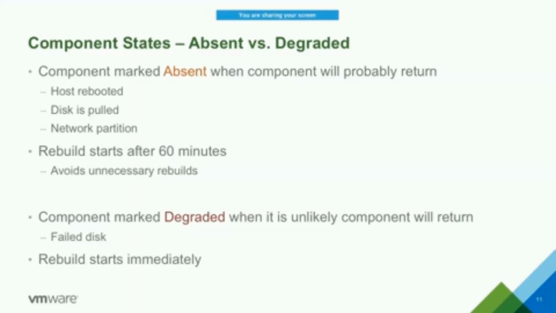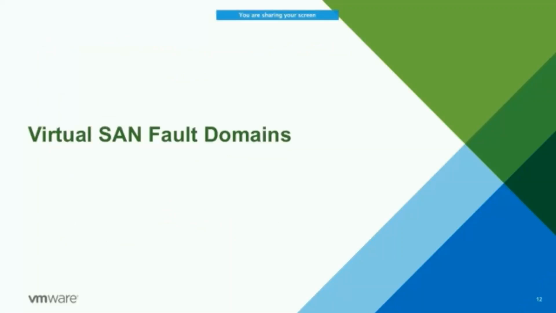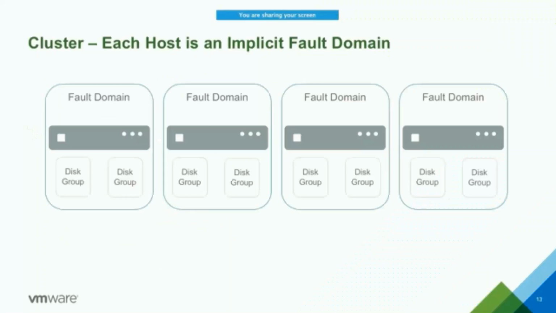So again, the difference between absent and degraded. Absent is when there's a good chance the component or the copy of the component will probably return, whereas with degraded, vSAN is predicting that it's not going to return, so it goes ahead and creates another copy within the cluster. Now let's switch gears and talk about fault domains. That's the other important aspect we need to consider with virtual SAN.